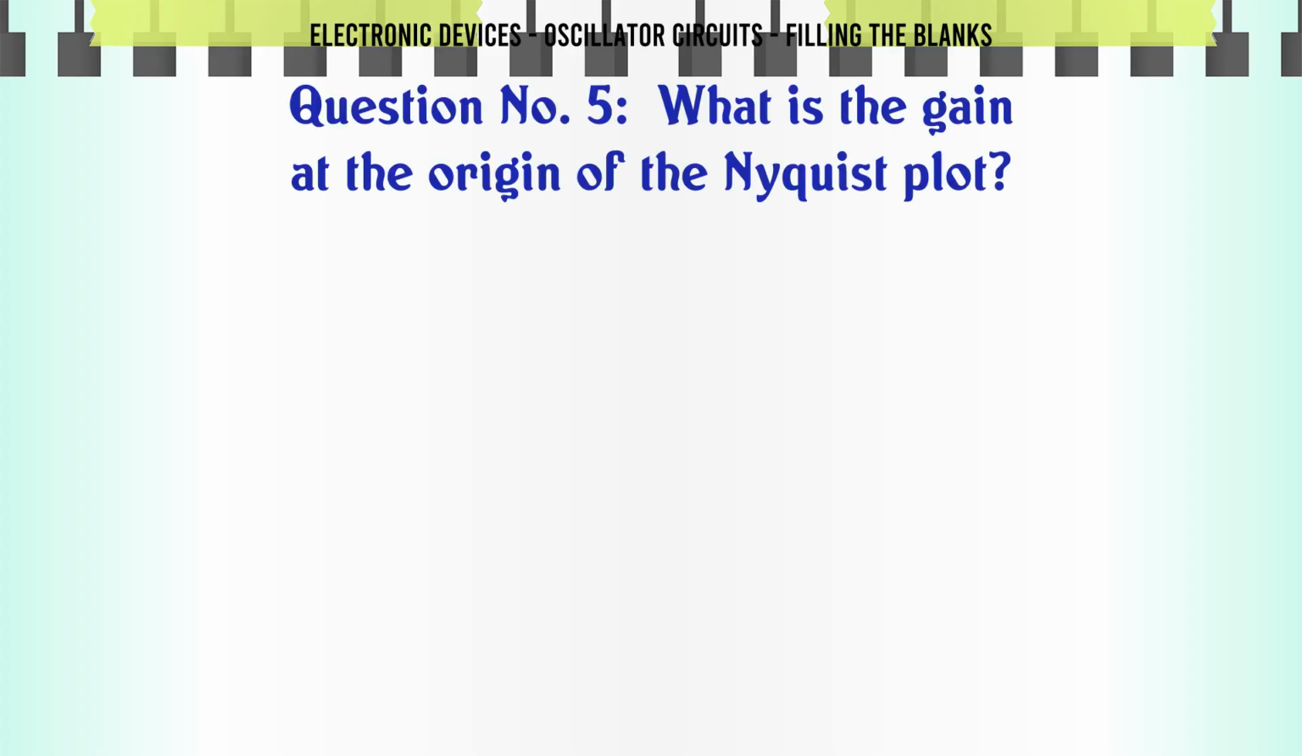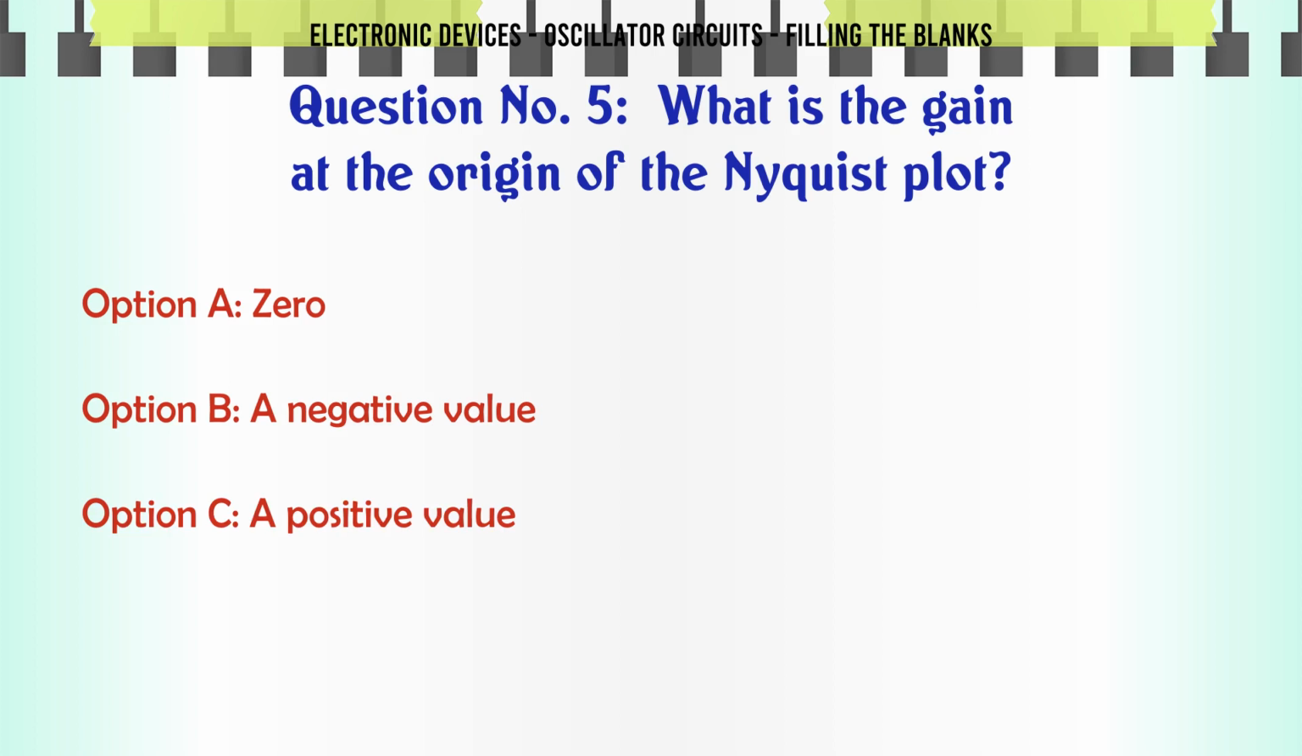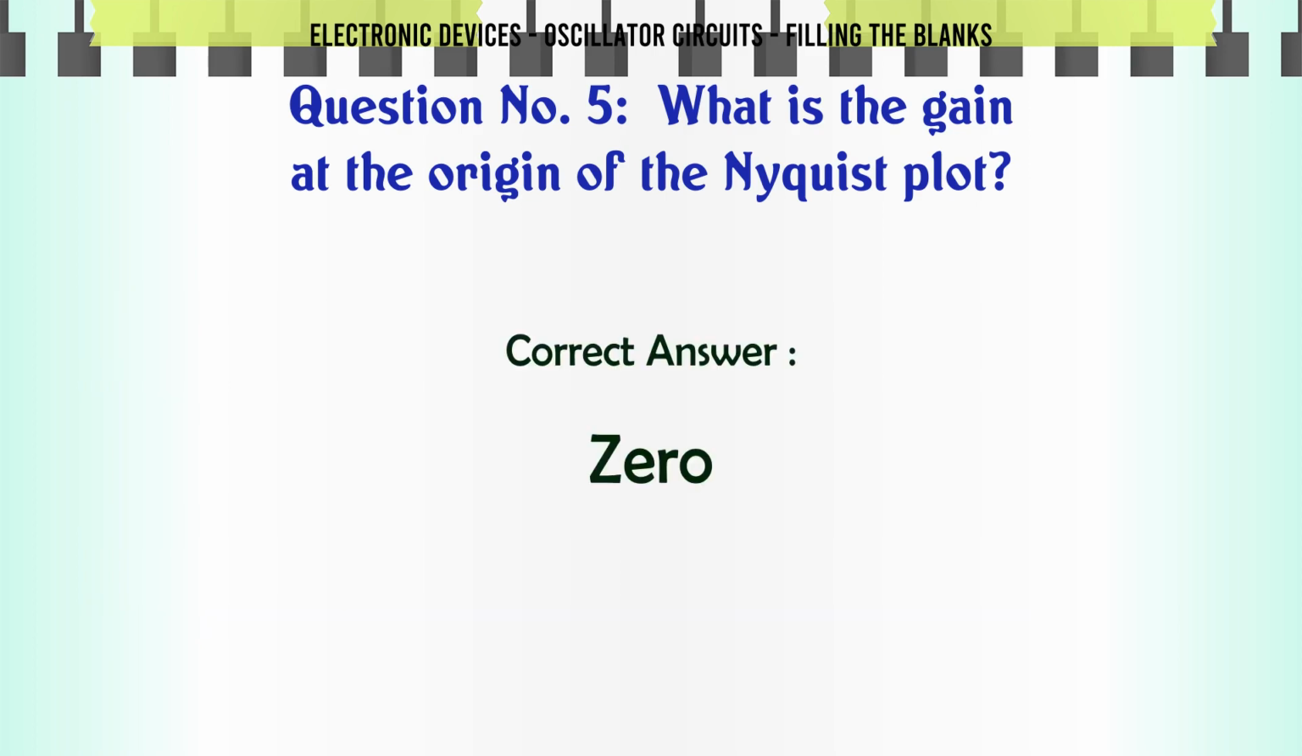What is the gain at the origin of the Nyquist plot? A. 0. B. A negative value. C. A positive value. D. Undefined. The correct answer is 0.